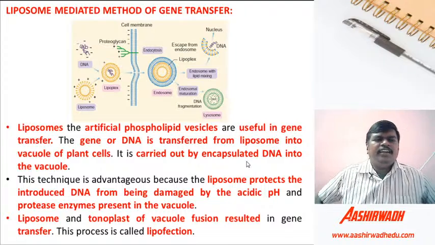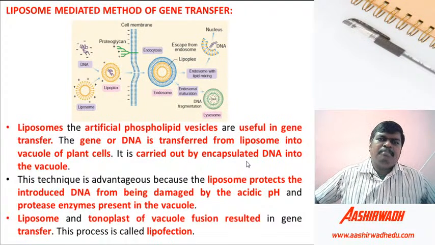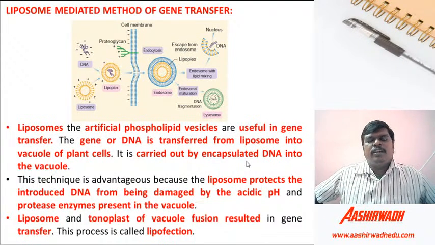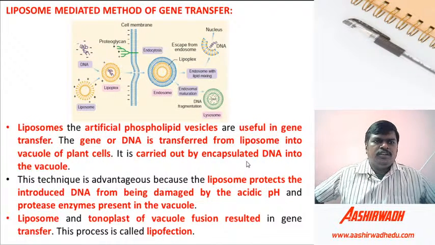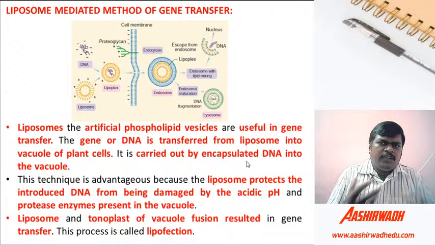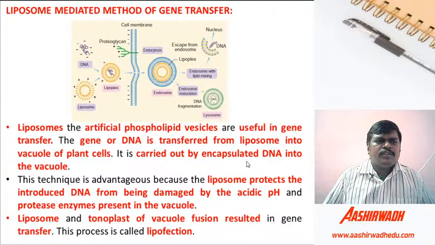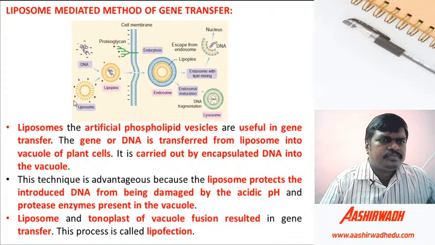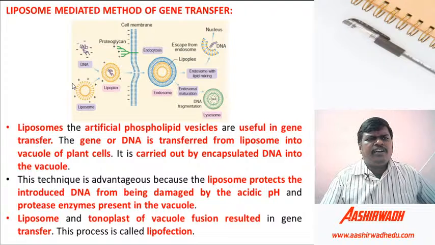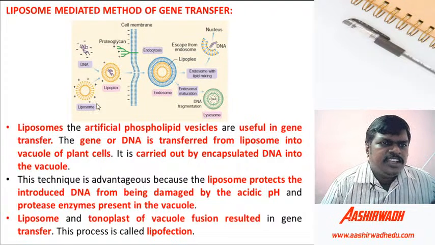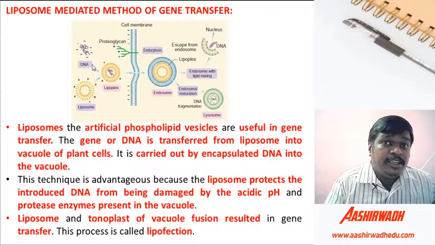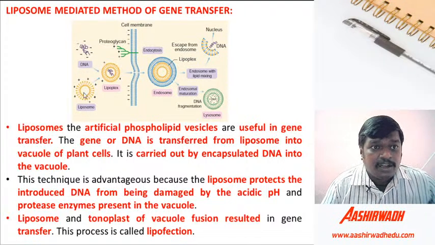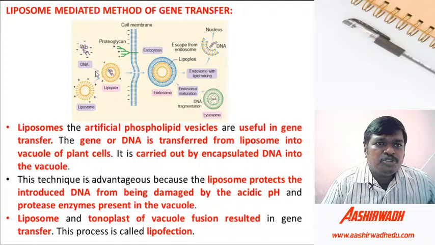The next method is called the liposome mediated method of gene transfer. In this method, artificial phospholipid vesicles are used in gene transfer. So you can see that this is a phospholipid, we call it liposomes. These liposomes are positively charged, and the DNA that has to be transferred is negatively charged. So what will happen? The DNA plus liposome will form a lipoplex.